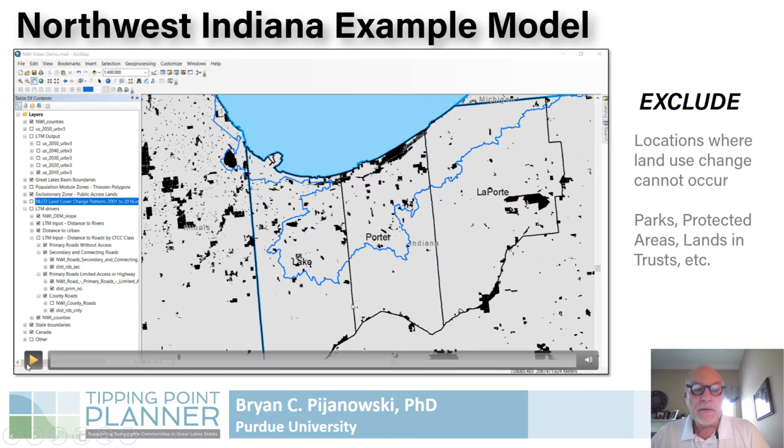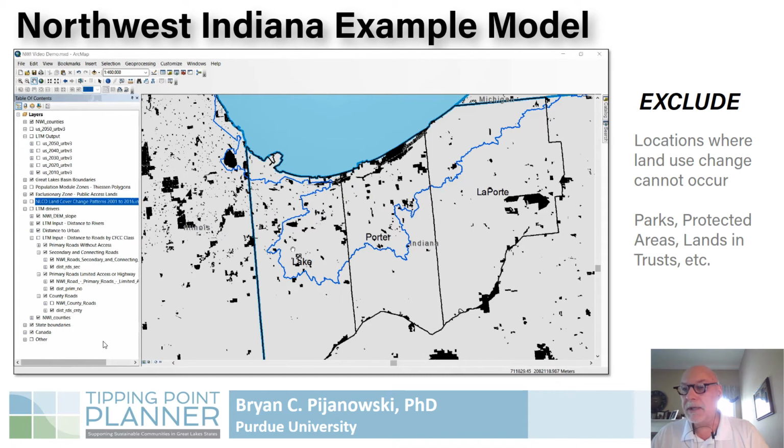We also tell the model areas where land use change cannot occur. These include parks and protected areas, lands and trusts. So here is the National Lakeshore right up here in Porter County. And all these other areas located in black are areas where we don't have any change that will occur into the future. We call this an exclusionary zone.